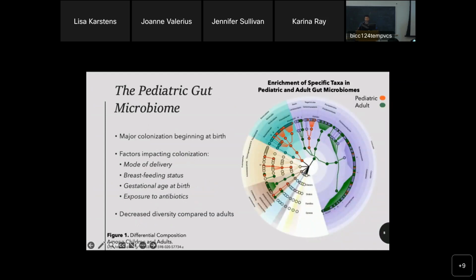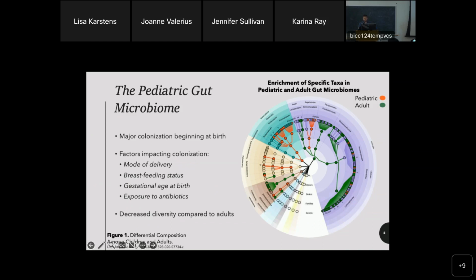Major colonization of the pediatric gut microbiome begins at birth and continues to develop until the onset of puberty. There are many factors that impact the colonization of the gut microbiome, and these factors include mode of delivery, breastfeeding status, gestational age at birth, and exposure to antibiotics, among others. These differences in the colonization have widespread effects both during colonization and later in life, making studying the pediatric gut microbiome have the potential to illuminate various aspects related to lifelong human health and disease.